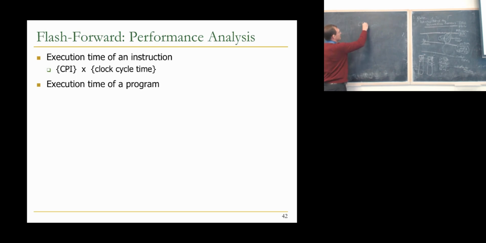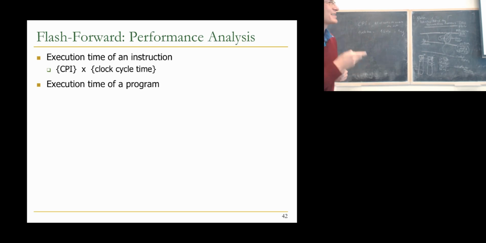Basically, CPI is the number of cycles it takes to execute the instruction. And cycle time is the clock cycle time, basically. How long is your clock cycle? For a 1 gigahertz machine, it's 1 nanosecond, right? At least I can calculate this in this state.